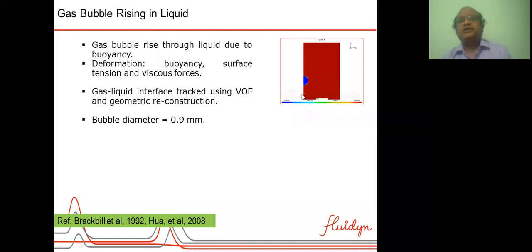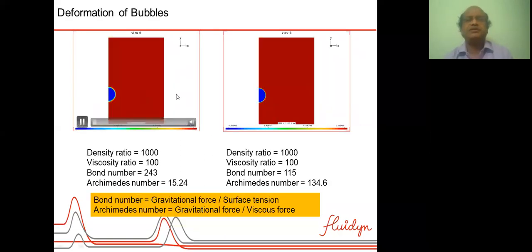And this method can be used to solve, for example, a gas bubble rising through a liquid. Here we are modeling only one half of the bubble because the problem is symmetric. So we are utilizing that symmetry to reduce the computational time. You can see that initially the red color is the liquid and the blue color is the bubble. The liquid has a higher density and the gas bubble has a lower density. So due to gravity, it lifts. And while going up, it changes shape.